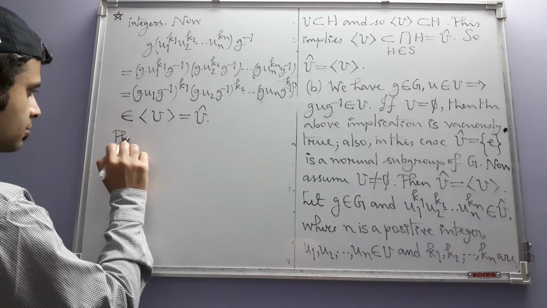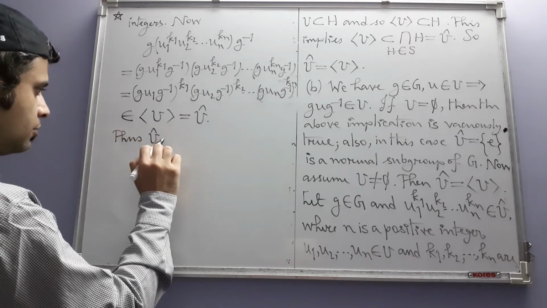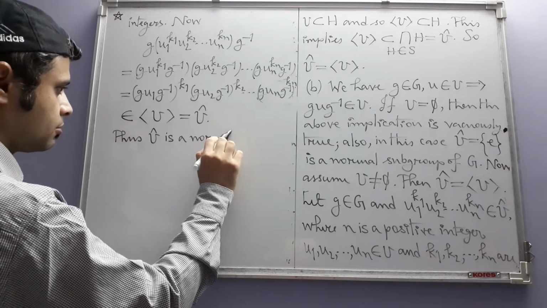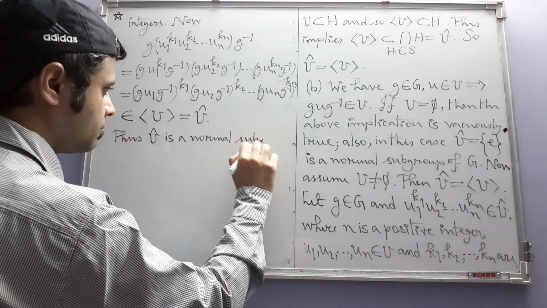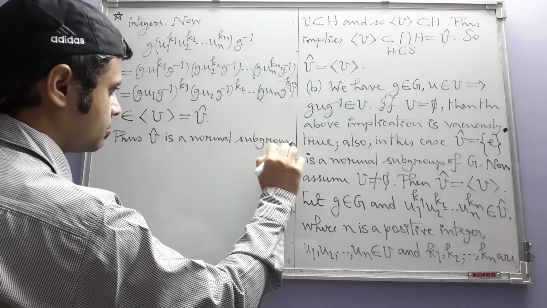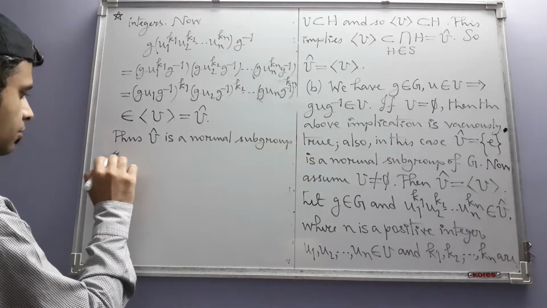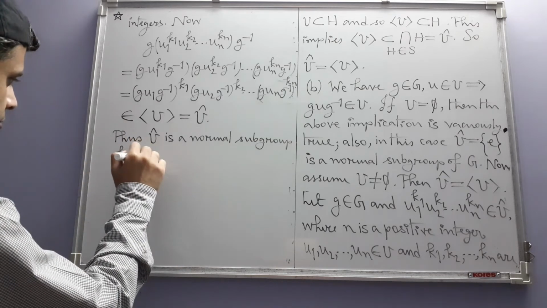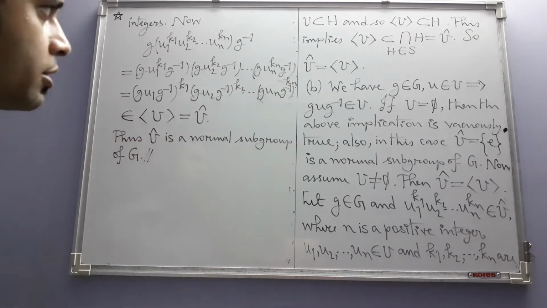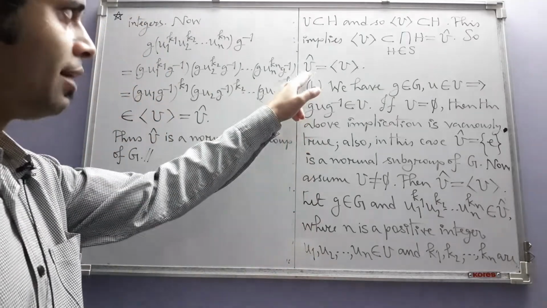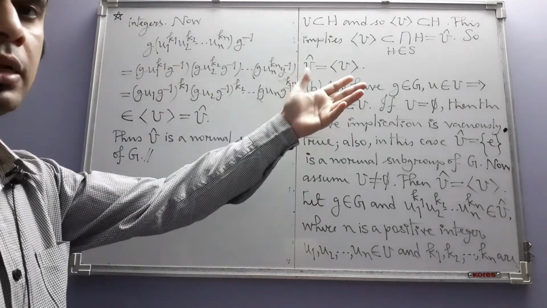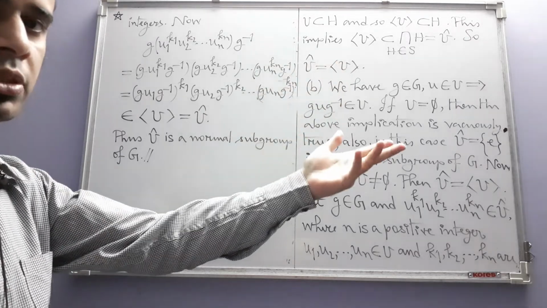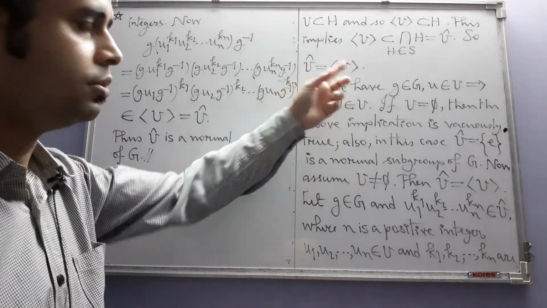Thus, U hat is a normal subgroup of G. And in the course of solving this exercise, we have in fact got a nice another characterization of U hat in terms of the elements of U.